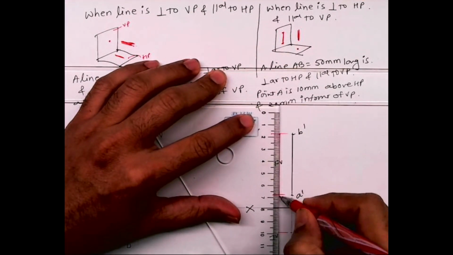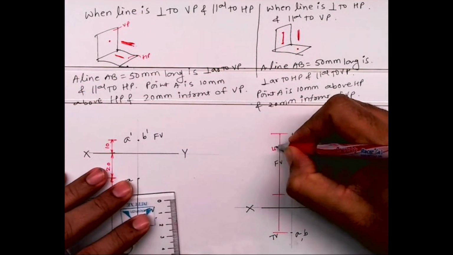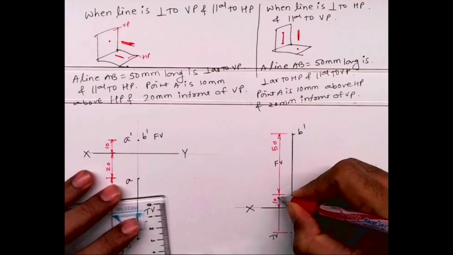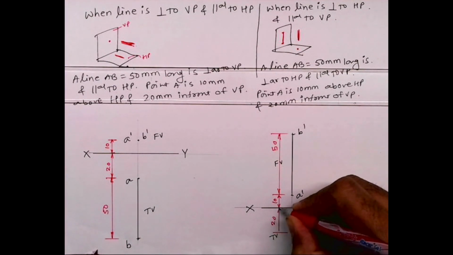So what you need to keep in mind, whenever the line is perpendicular to VP, the front view will be a dot. Whenever the line is perpendicular to HP, the top view will be a dot.